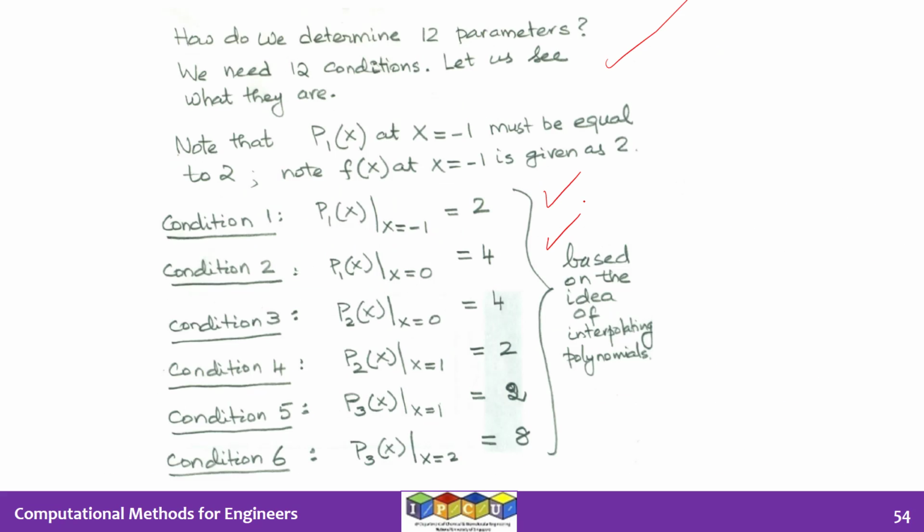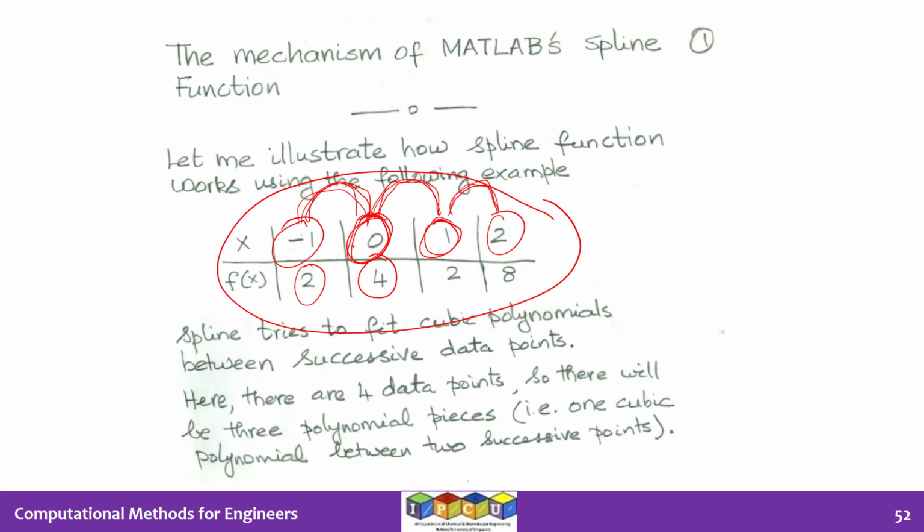Now the second polynomial is valid over 0 to 1. So at x equal to 0 and at x equal to 1, the second polynomial P2 should match the given tabulated data. So P2 at x equal to 0 should be equal to 4, and P2 at x equal to 1 will be equal to 2. So that follows directly from here. The second polynomial is valid in this region, and therefore the second polynomial at x equal to 0 must be 4, and at x equal to plus 1 should be 2.